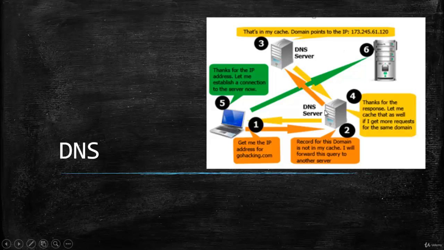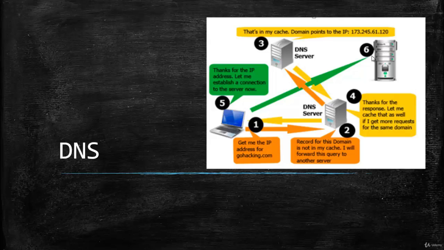When this server receives the query, it says thanks for the response, let me cache that as well in case I get more requests for the same domain. And the client tries to establish a connection with the server. So thanks for the IP address, let me establish a connection to the servers now. And this laptop received the response from these servers. So this is the scenario of how DNS works.